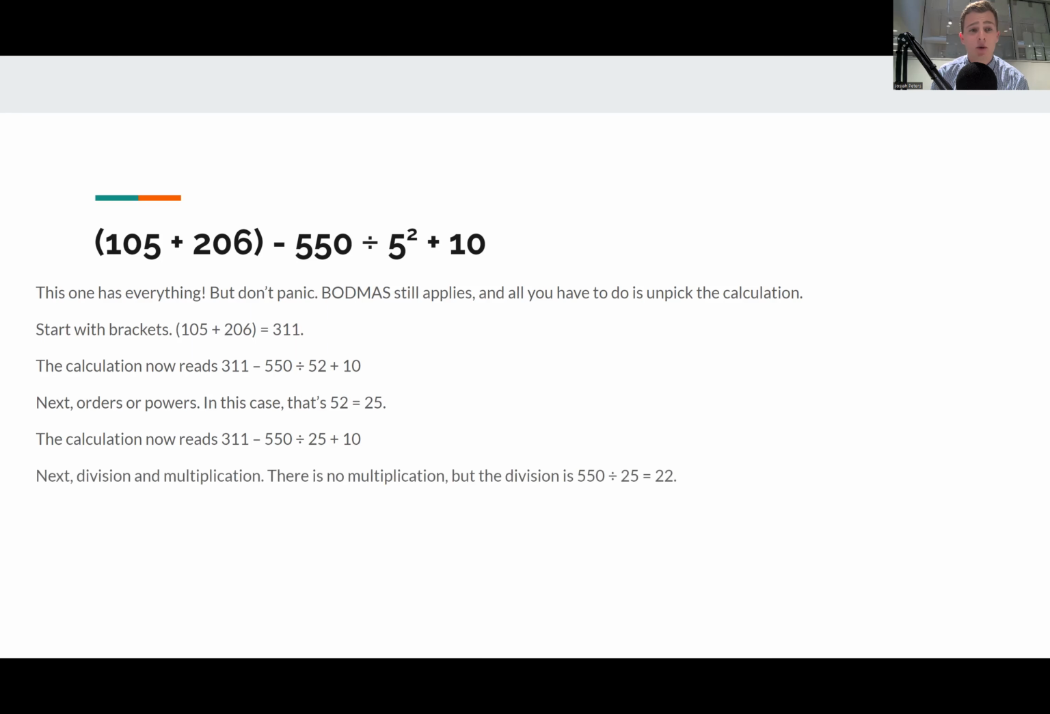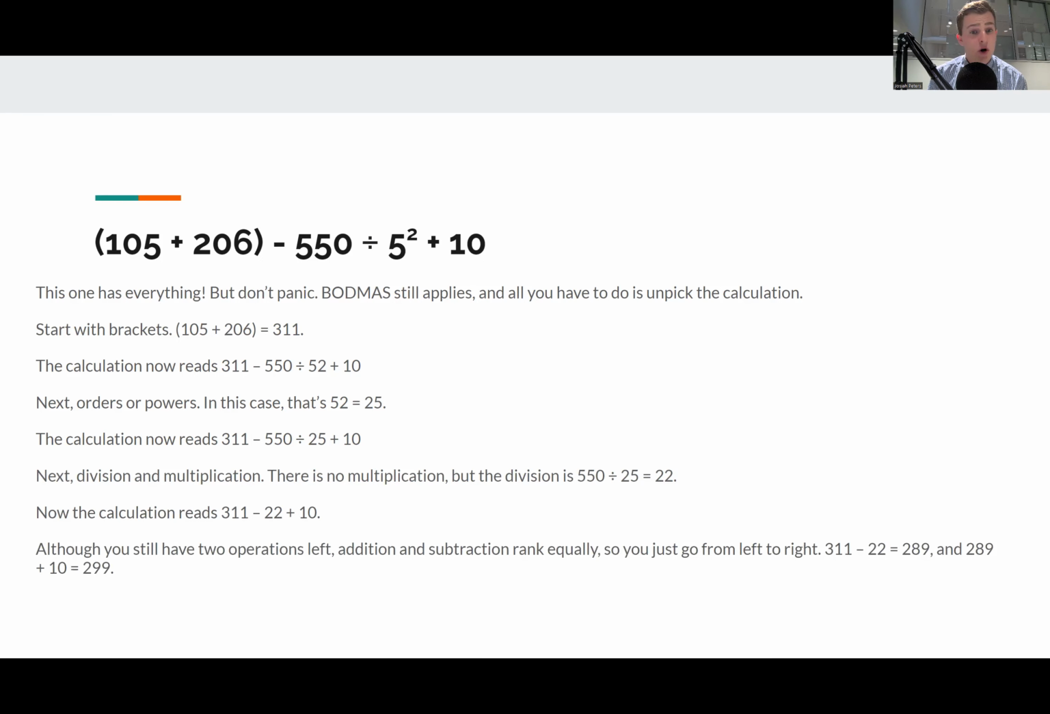So next, following our acronym, we're up to the multiplication and division. There is no multiplication in our question, so it's just the division. Again, however, they are both equal. You could have done either one, whatever appears left to right. So that gives us 550 divided by 25, which gives us 22. So we're going to stop and write it again. So now our calculation reads 311 minus 22 plus 10.